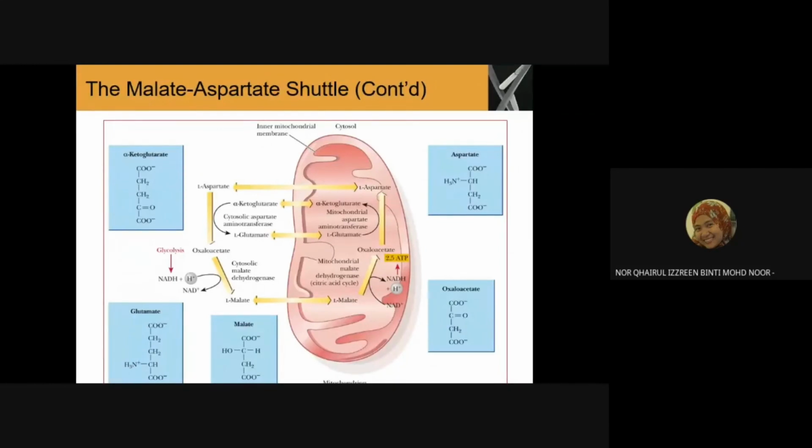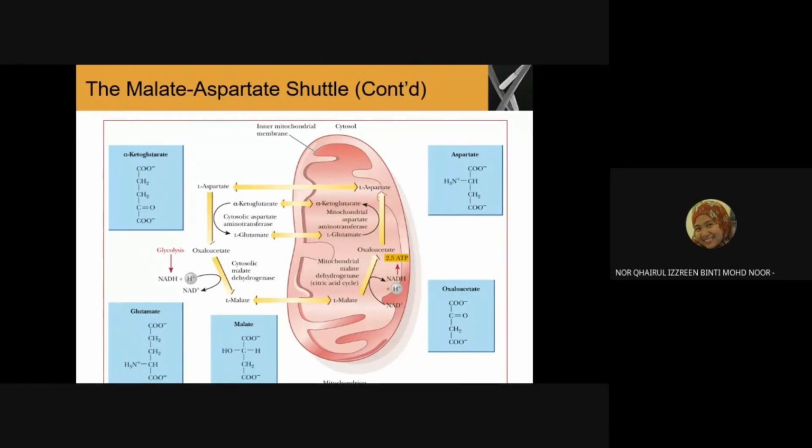So this malate goes into the mitochondria, crossing the membrane. This malate in the mitochondrial matrix converts to oxaloacetate. It is inside there. So this oxaloacetate is then changed to aspartate. This aspartate can cross the inner mitochondrial membrane and go to the cytosol.